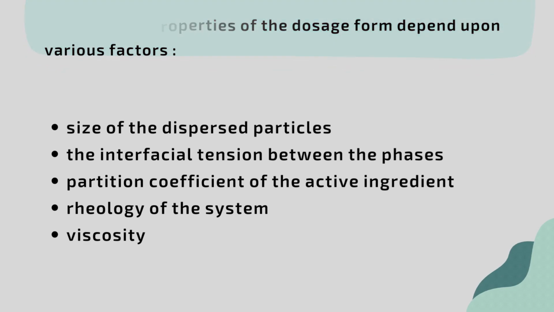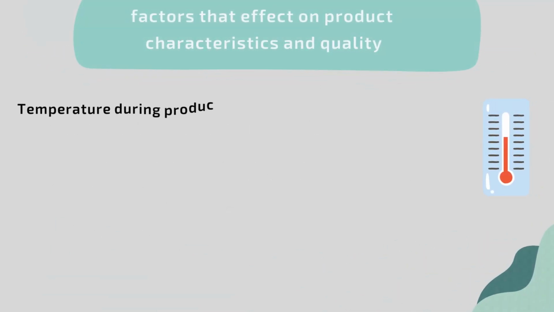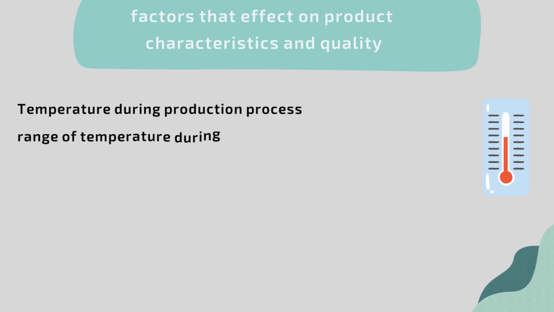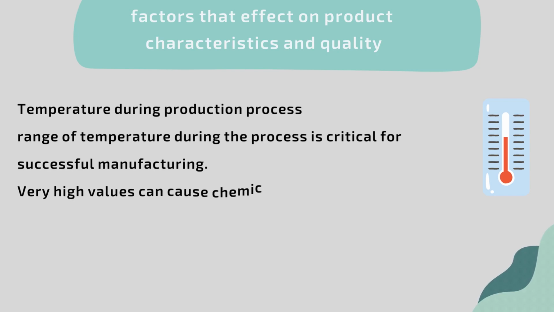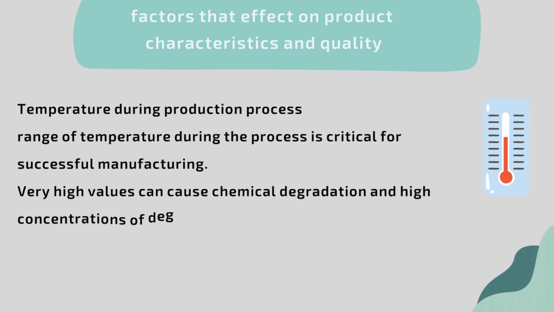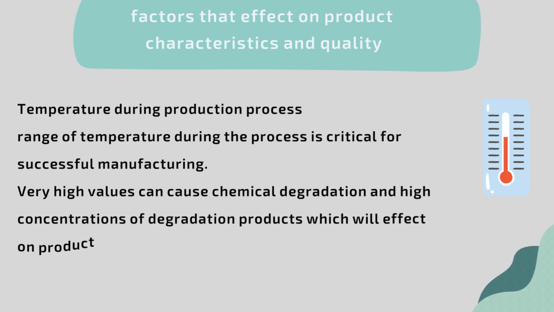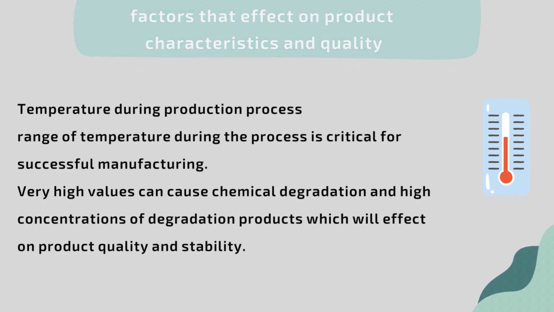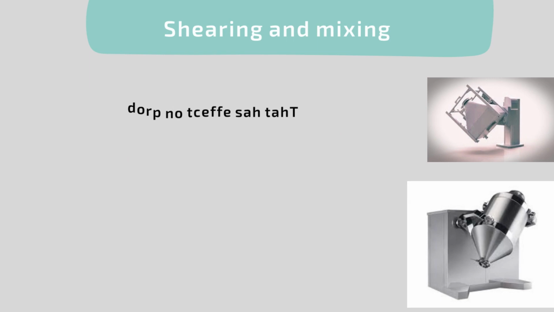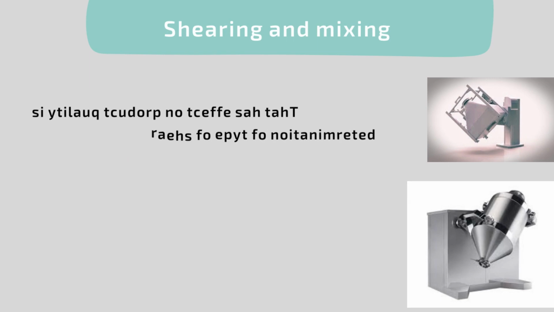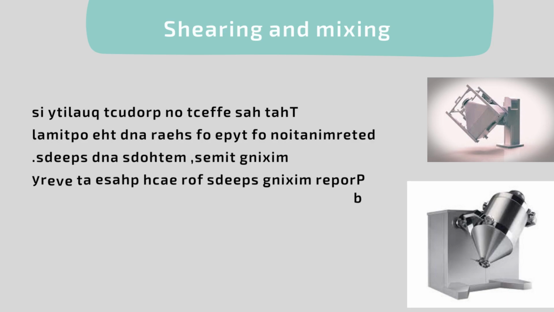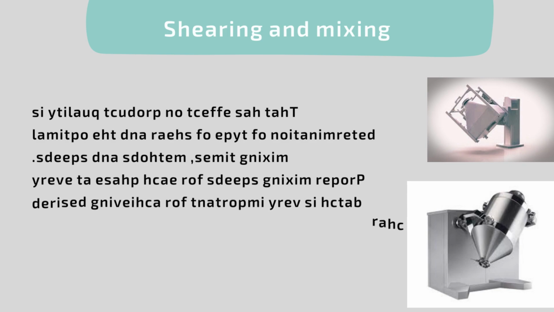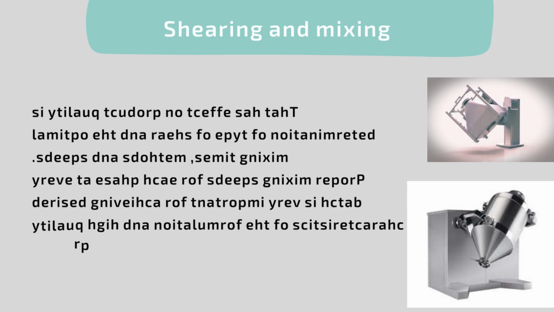Factors that affect a product's characteristics and quality. First, temperature during the production process. Range of temperature during process is critical for successful manufacturing. Very high temperature may cause chemical degradation, which will affect product quality and stability. Second, shearing and mixing. Determination of type of shear and the optimal mixing time, method, and speed have an effect on the product quality. Proper mixing speed for each phase at every batch is very important for achieving desired characteristics of the formulation and high quality product.